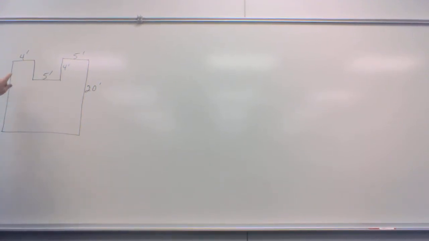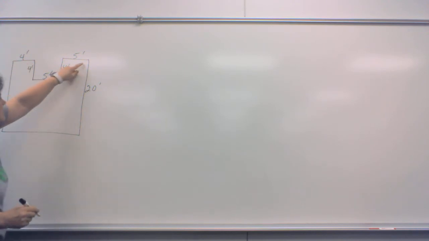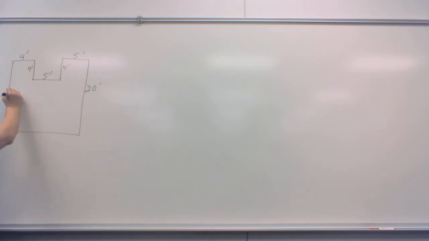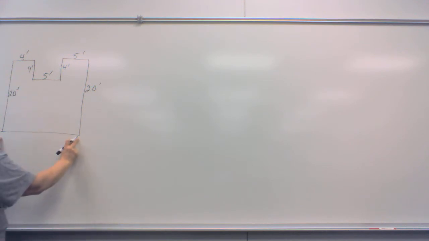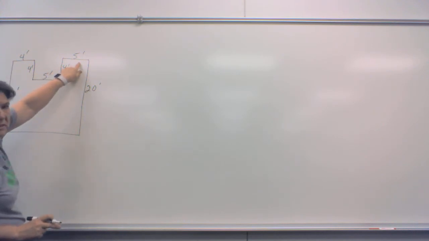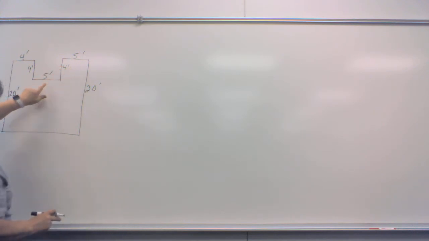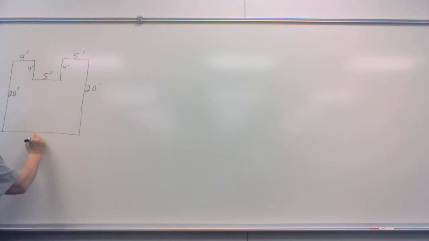For example, I don't have one over here, but this is the same as that. So now you can fill that one out. And this side and this side are the same, so this one is 20 feet. And this side on the bottom is the sum of this plus this plus this one up here. So 5 plus 5 plus 4 gives you 14 feet for the bottom.